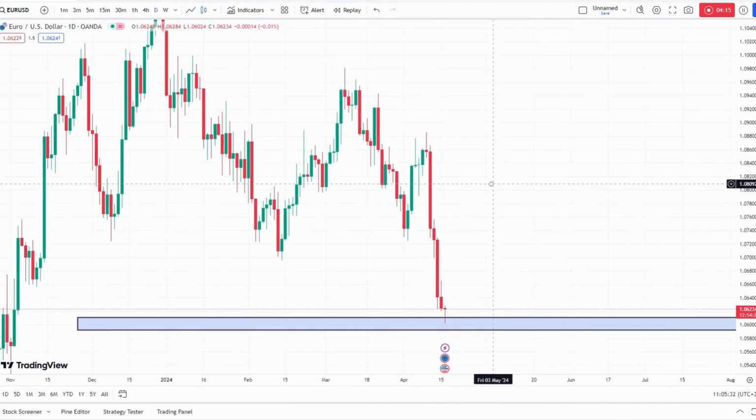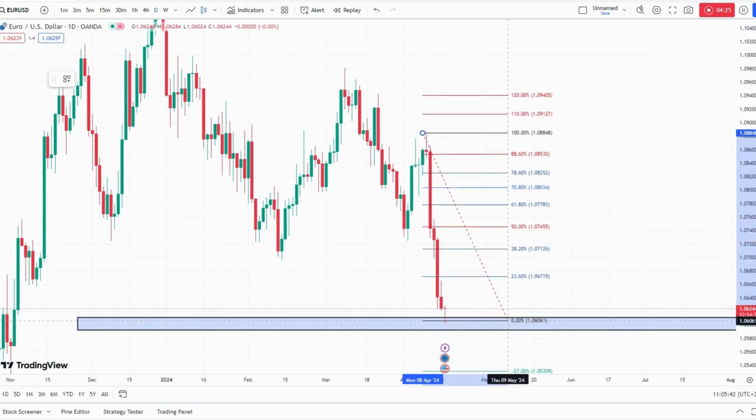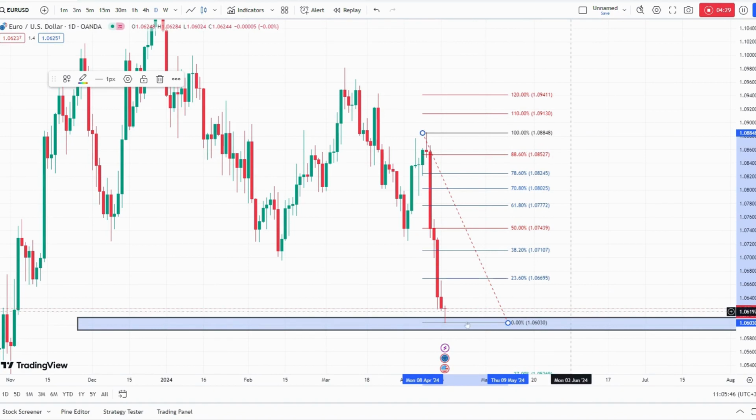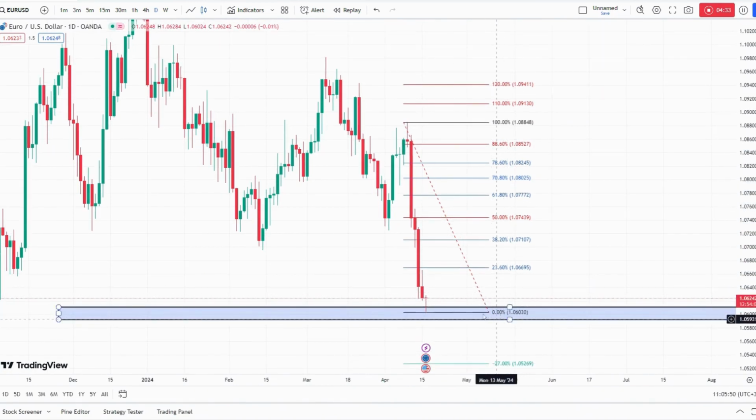Once again on the daily, I will put my Fibonacci from the high to the low, this low over here. But remember, ideally, it's not good to put a Fibonacci on a candlestick that is still running. So this is adjustable after the close of day today.